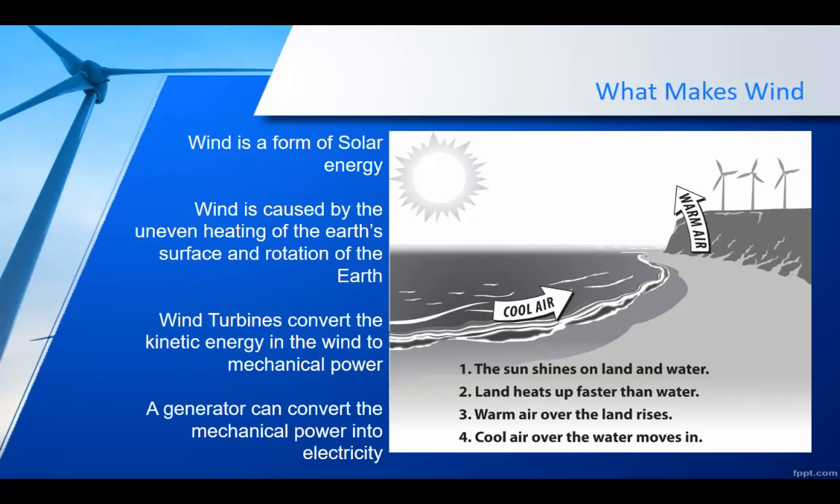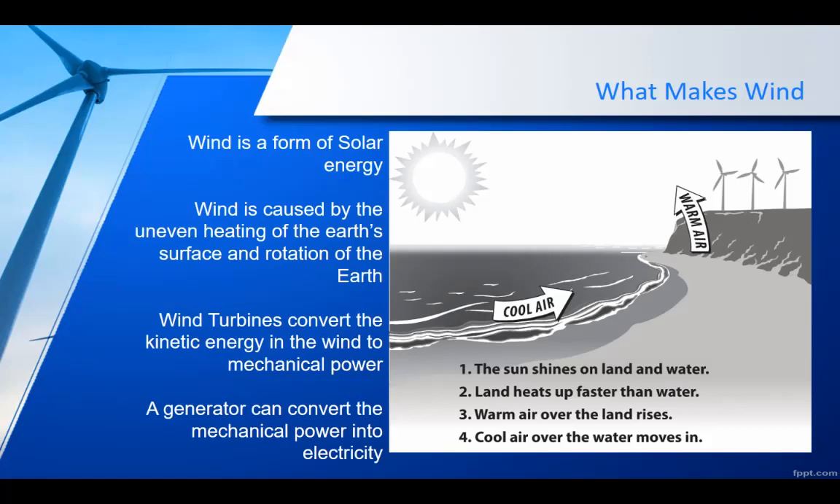Okay. So first of all, what makes wind? Wind is a form of solar energy, just like a lot of the others that we've looked at, like hydroelectric, where the sun is driving it. Wind is caused by the uneven heating of the Earth's surface and the rotation of the Earth. Wind turbines convert the kinetic energy of the wind into mechanical power, which then runs a generator that converts the mechanical into electrical so that we can use it in our line.